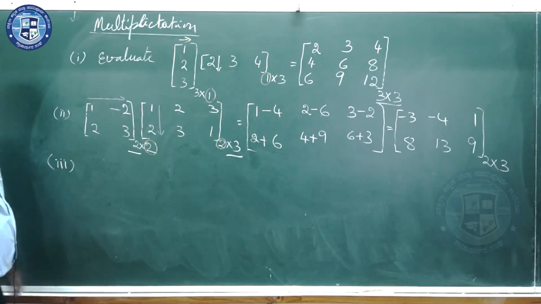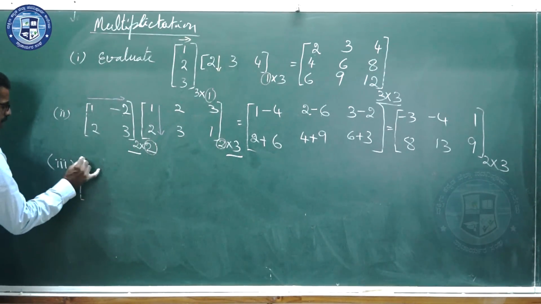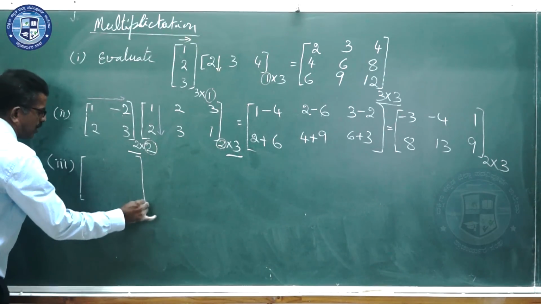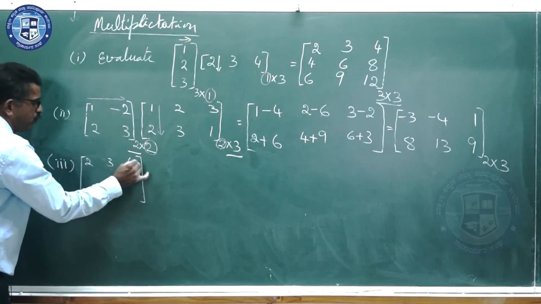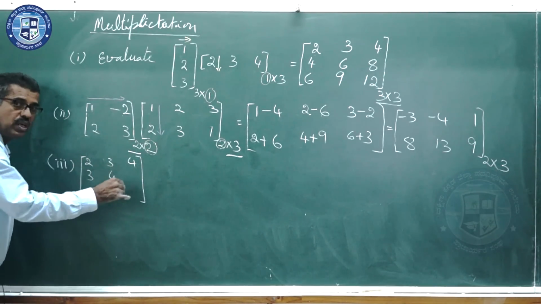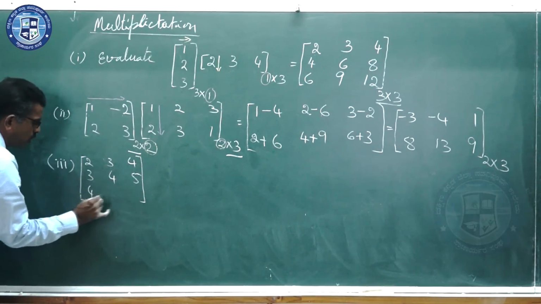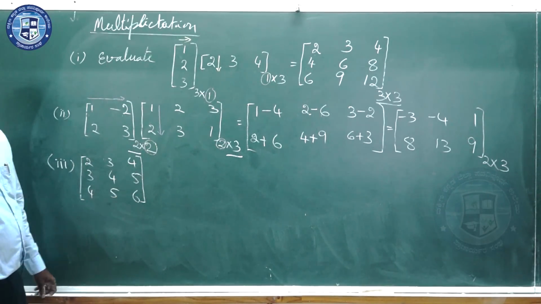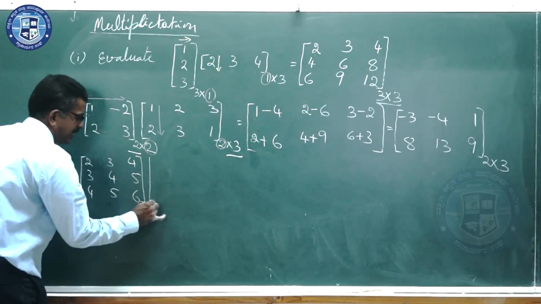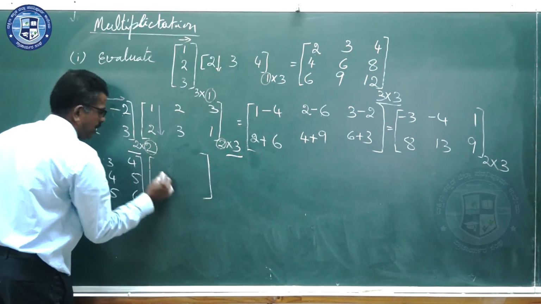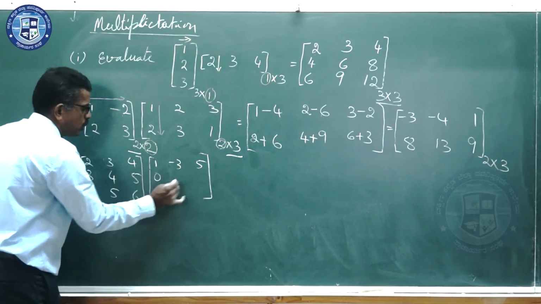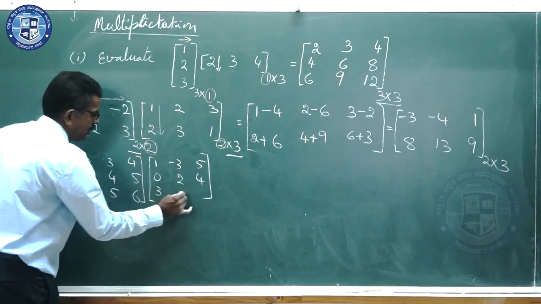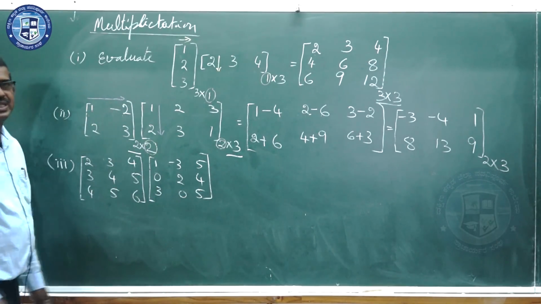I take the third example. Let me take 3 cross 3 matrices. First, let me take a 3 cross 3 matrix with the elements given as 2, 3, 4, 3, 4, 5, and 4, 5, 6. So that is the first matrix. Second matrix I'll take another 3 cross 3. This is 1, minus 3, 5. Second row let it be 0, 2, 4, and third row 3, 0, 5. So these are the 2 matrices.